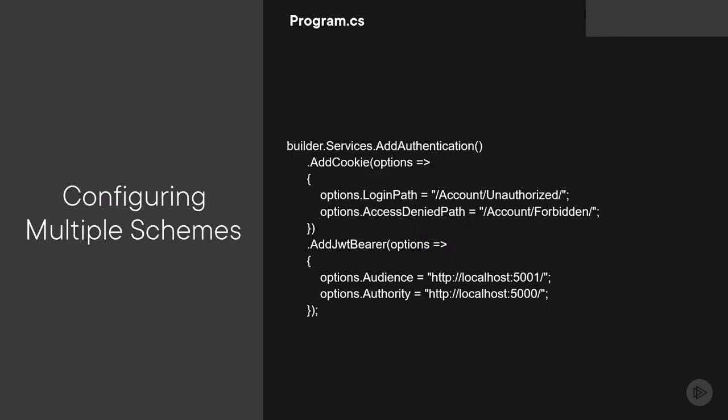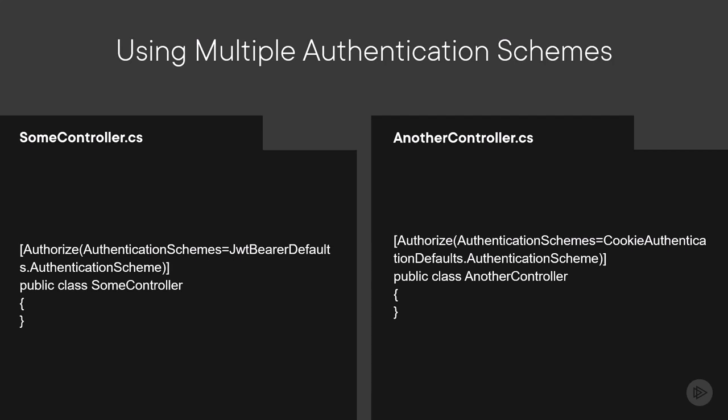It is possible to configure more than one scheme for a given application, in which case you can specify which scheme to use for a given endpoint using the Authorize attribute. This example configures both cookies and JwtBearer tokens. On the left is a controller that has been configured to use JwtBearer authentication, while on the right, the controller there is configured to use cookie authentication. Both options need to have had services configured, and it's possible to support multiple by passing a comma-separated list of schemes to the Authorize attribute.